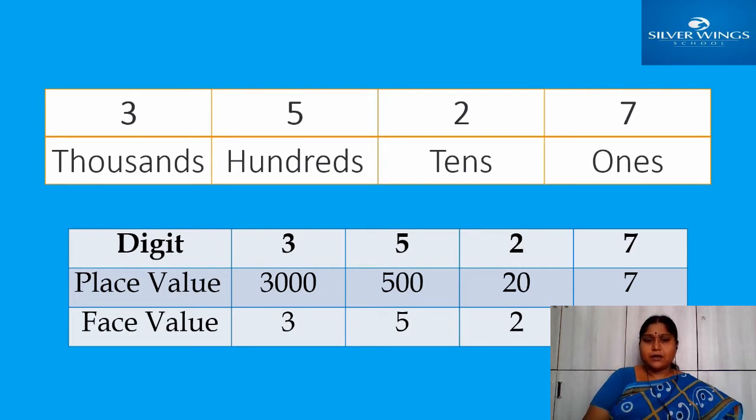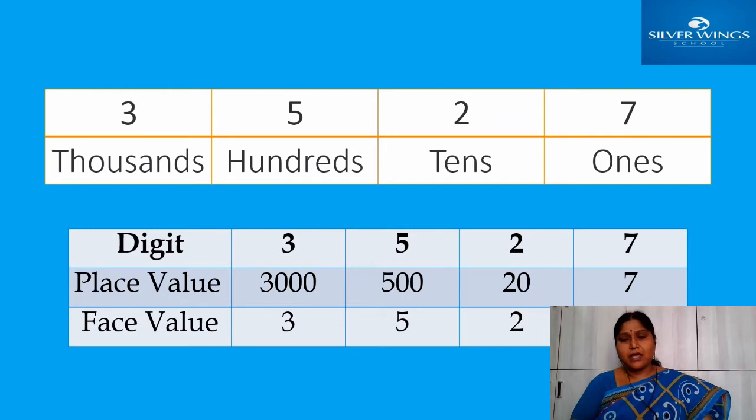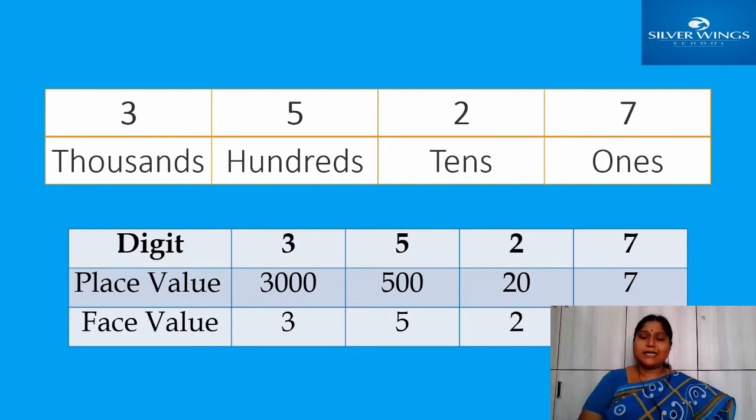3527. The place value of 7 is the same as its face value in the ones place. Place value is 7, face value is also 7. Now see the digit 2. 2 is in the tens place, so the place value is 20 and the face value is 2 only.